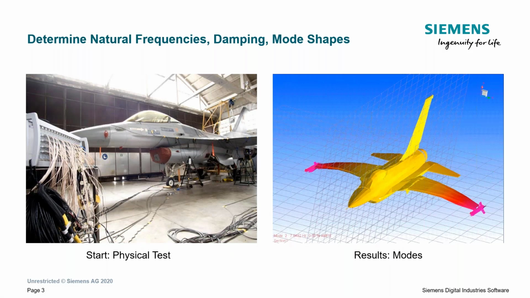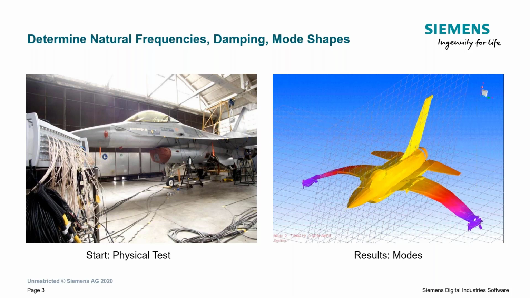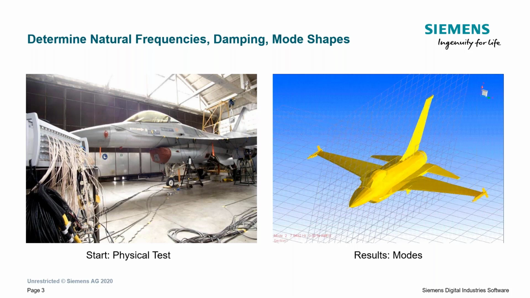Well, we need to determine natural frequencies and damping and mode shapes, and we're going to talk about that a little bit today. But a natural frequency is something that once we put energy into a system, it's a frequency at which that system wants to let go of that energy. And when it lets go of that energy, it moves in a specific way, not always noticeable to the naked eye, but it moves in what we call a mode shape. So we have this jet here, and we're looking at a mode shape on the right-hand side after doing a test.